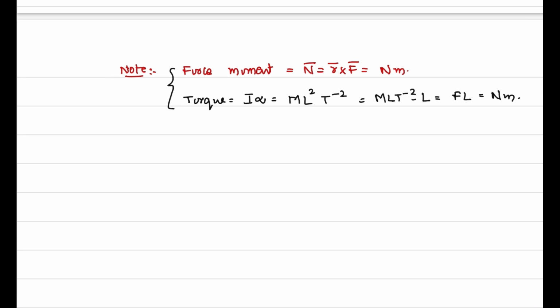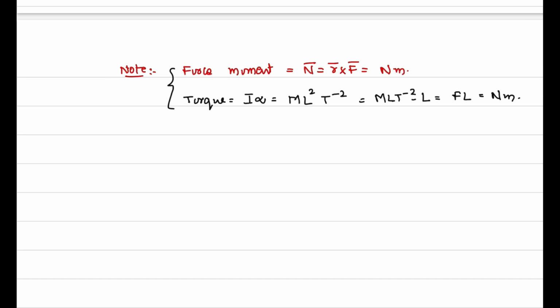In some books, force moment is not mentioned, but if it is given in the examination, then please see that force moment is distance into force. Torque is also force into distance, but that is I into alpha. I will tell you what force moment is.